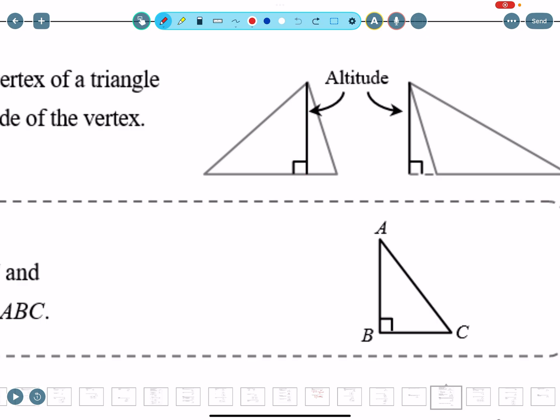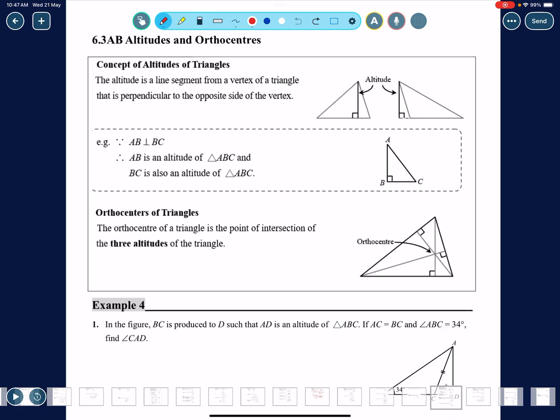It's not the same as a perpendicular bisector, because a perpendicular bisector bisects these two in the middle and it doesn't touch the vertex, right? So we want it to touch the vertex as well as being perpendicular. We don't care if it's equal between these two sides. So that is altitude.